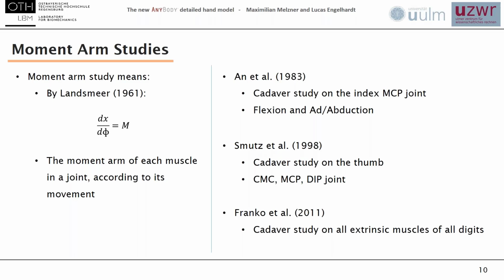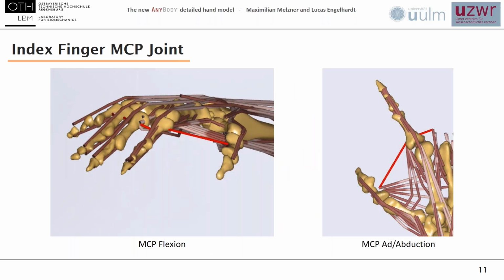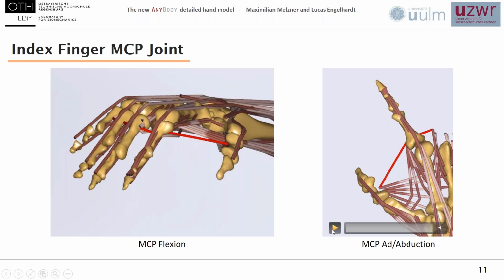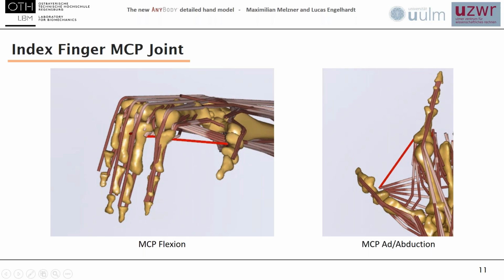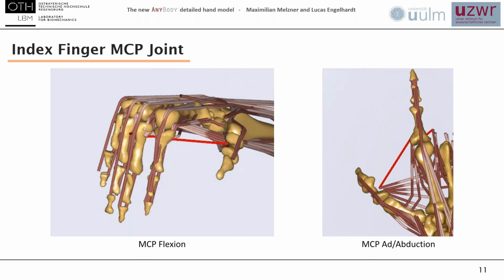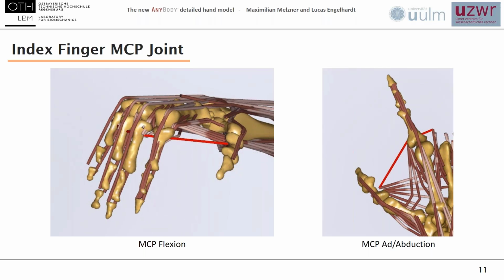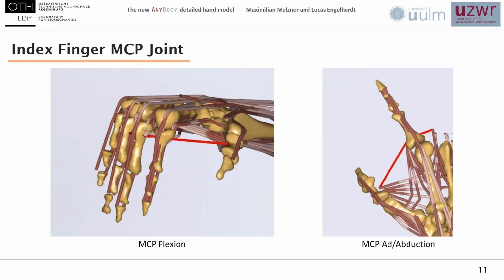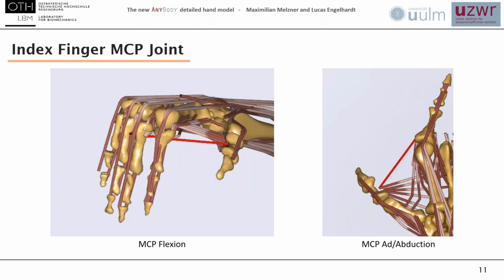The results of Franco et al. stated that the moment arms are nearly identical across all 4 digits for each joint. Therefore, for validation purposes, we only address the index finger. We scaled our hand model according to the measured cadaveric hands used in the experiments and performed the same movements around the joint as they did in their experimental studies, like you can see here for the flexion and abduction along the metacarpophalangeal joint in the index finger. Using the elongation of the muscles, we are now able to calculate the corresponding moment arms for the muscles and compare with the data from literature.